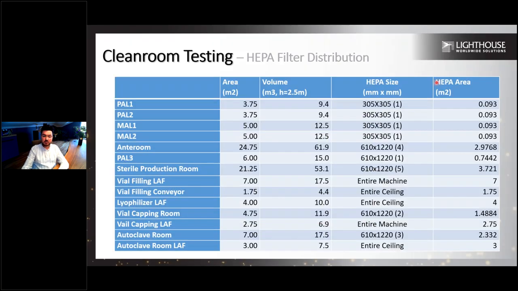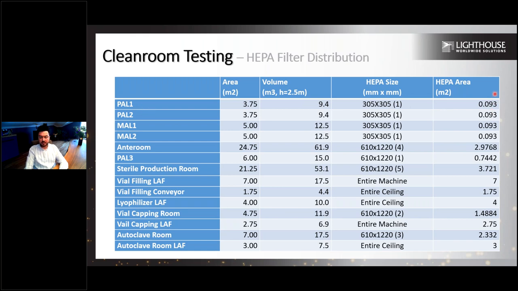So let's make a list of this area. I recommend you start with this mapping, because you will be putting all these cleanrooms and clean zones into the list, room area, and then the volume depending on the height of your cleanroom. My cleanroom height is 2.5 meter, so I have these calculations here. And my HEPA size is given here in millimeters, and when you multiply this and convert it to square meters, then it is 0.093, for example, for personal air lock number 1 for HEPA filter area.